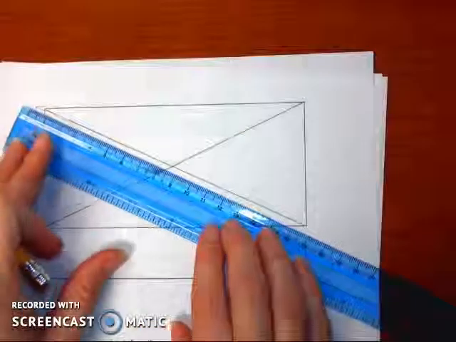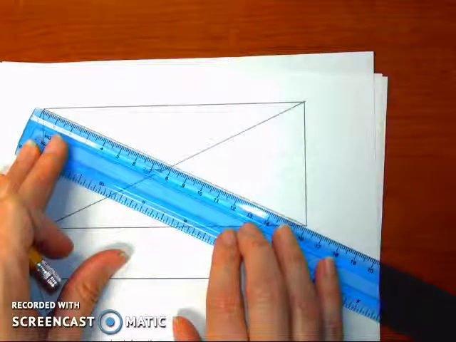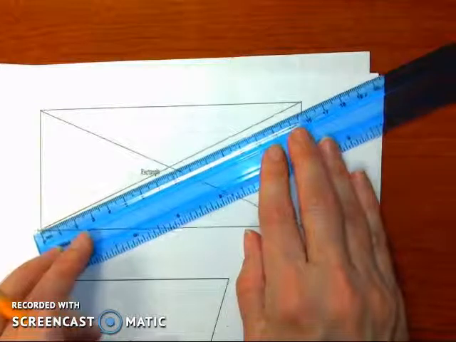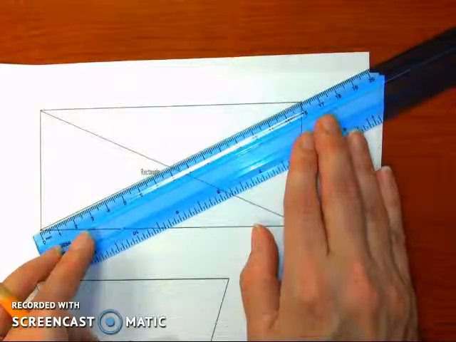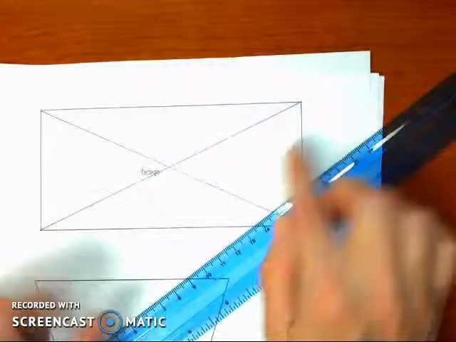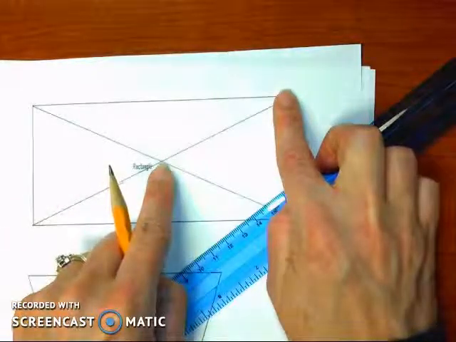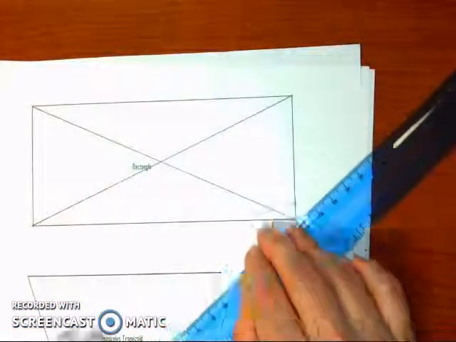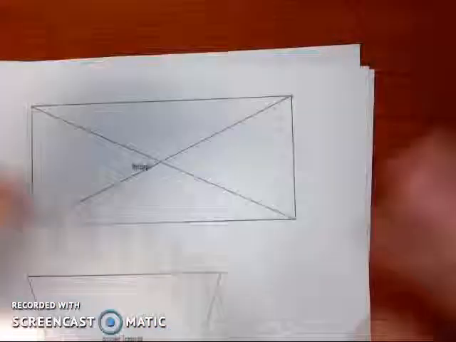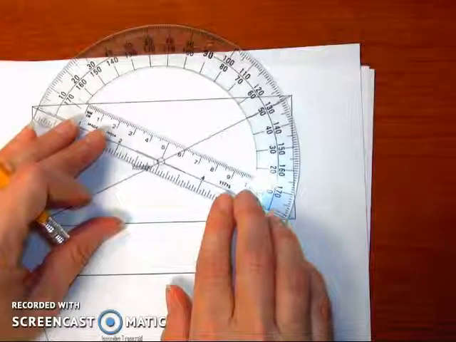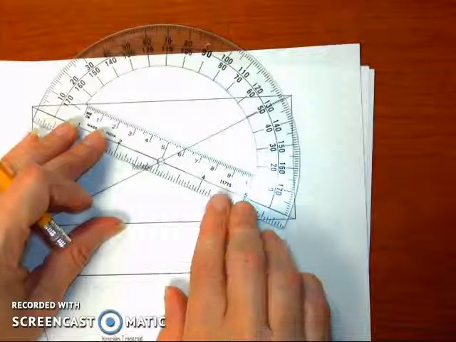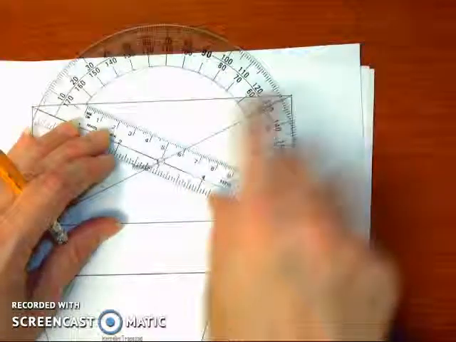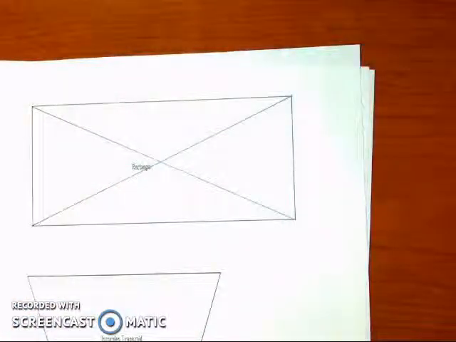Do they bisect each other? Well, since this is a parallelogram, and the diagonals bisect in a parallelogram, they do bisect in the rectangle too. My whole length was 16, and right at my point of intersection was 8. Last one is, are the diagonals perpendicular? I'm going to put my protractor on here, and I want to see if I get a 90-degree angle, and I don't. So no, the diagonals are not perpendicular.